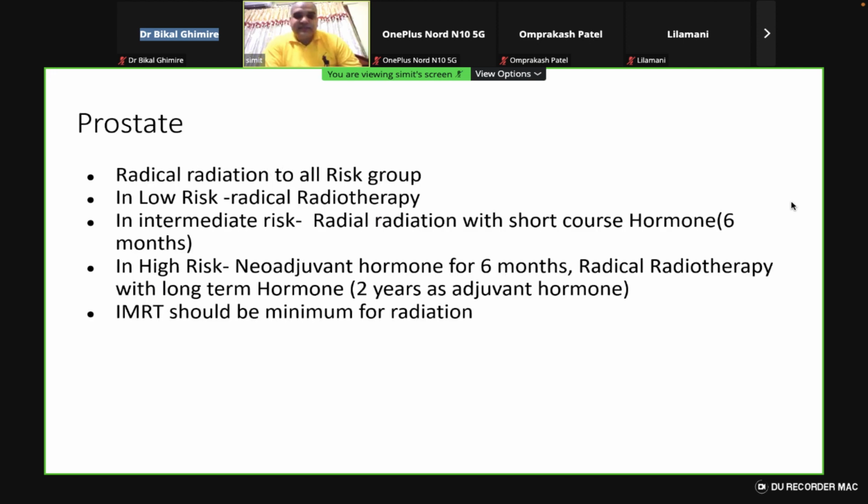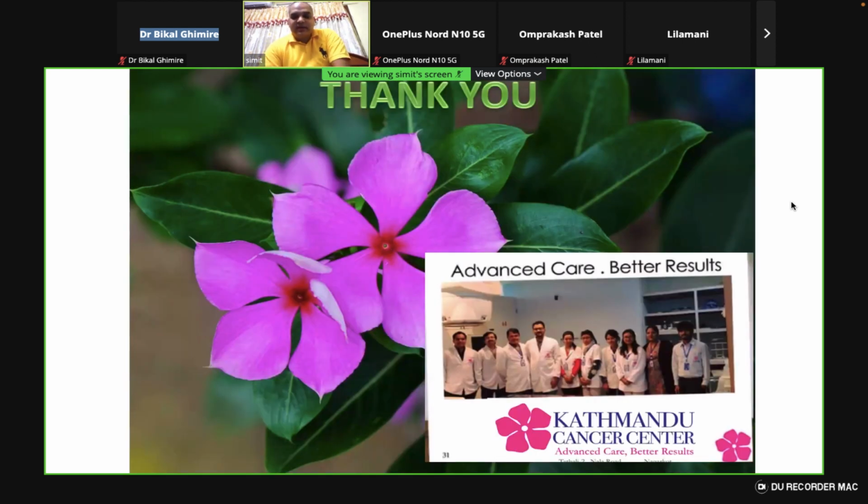Now coming to prostate, radical radiation is given to all. We know prostate is divided into low risk, intermediate risk, and high risk. So radical radiotherapy is given in all risk patients. In low risk, radical radiotherapy is given. In intermediate risk, radical radiation with short course hormone is given. And in high risk, neoadjuvant hormone for 6 months, radical radiotherapy with long-term hormone, that's 2 years of adjuvant hormone, is given. So in prostate, IMRT should be the minimum for radiation.